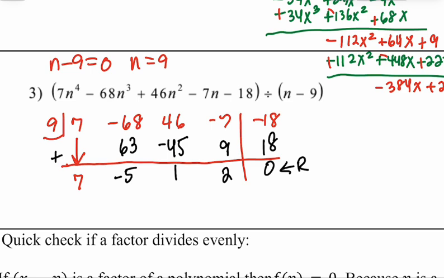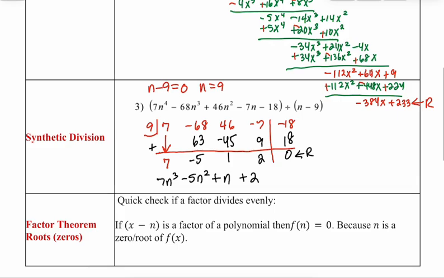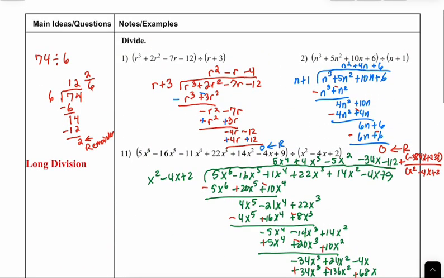So our final answer is 7n cubed minus 5n squared plus 1n. If you put the 1n there, it's good. You feel free, you do you. And then plus 2. That is the answer. How could we check our work? Well, if we multiply this, put it in parentheses, distribute and do the multiplication, you better get that dividend there.